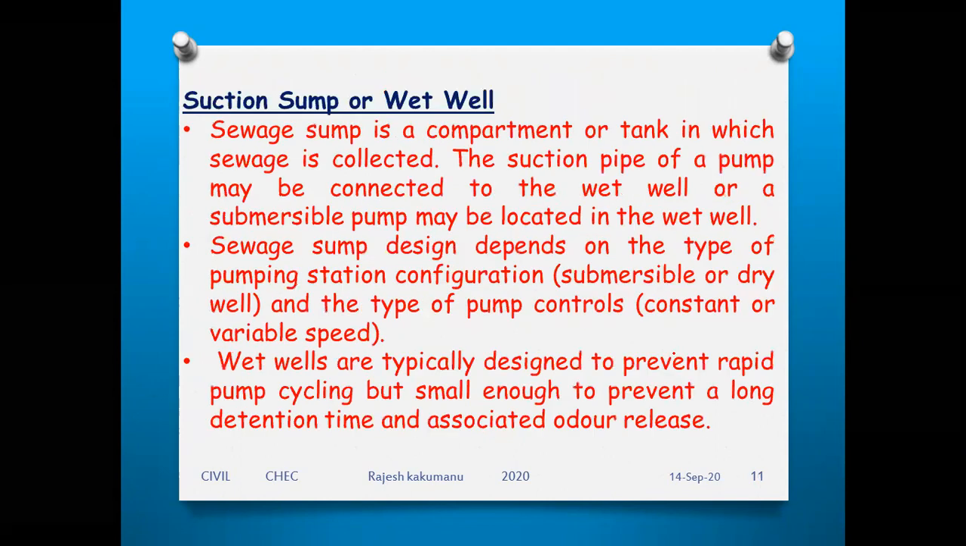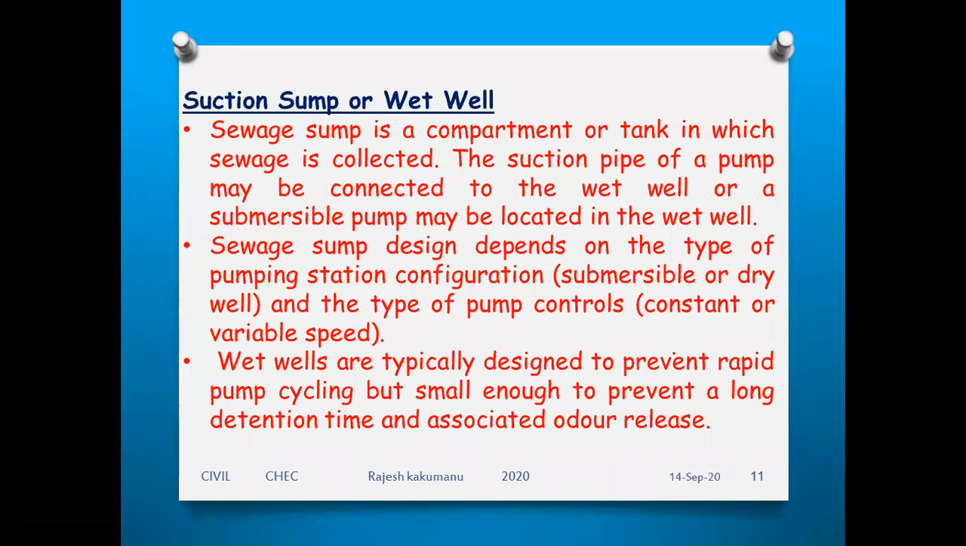Next, suction sump or wet well. Second one is a wet well. Sewage sump is the compartment or a tank in which sewage is collected. Right, a sewage sump is a tank where the sewage is collected. The suction pipe of the pump may be connected to the wet well, or a submersible pump may be located in the wet well.